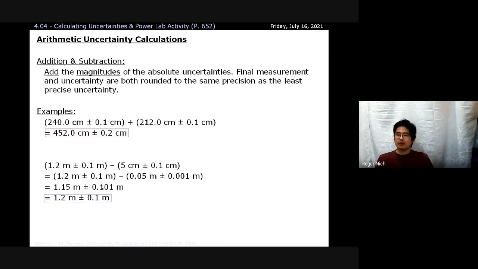Now, some might be wondering, well, hey, how come I had 0.1 here and I ended up with 0.1 here? Well, that's the reality whenever you have a crude measurement added and subtracted with a very precise measurement. You will still have a crude measurement at the end.